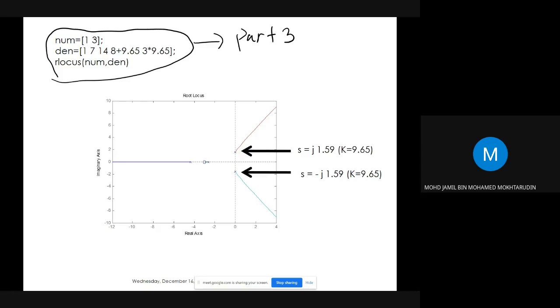So basically dia tulis balik the transfer function, okay. So mungkin kalau nak untuk part 3 korang boleh cari apa maksud R locus, okay, for project part 3. So from there maybe you can understand more what is num and then here, and then you will get this plot.